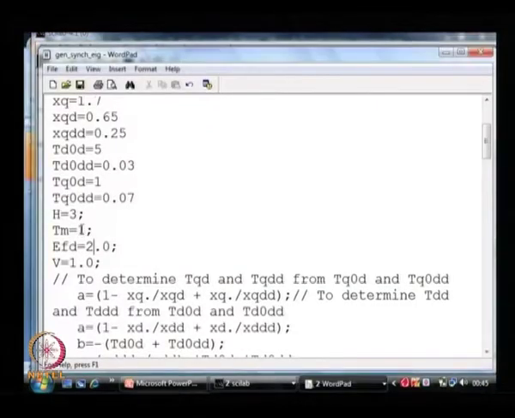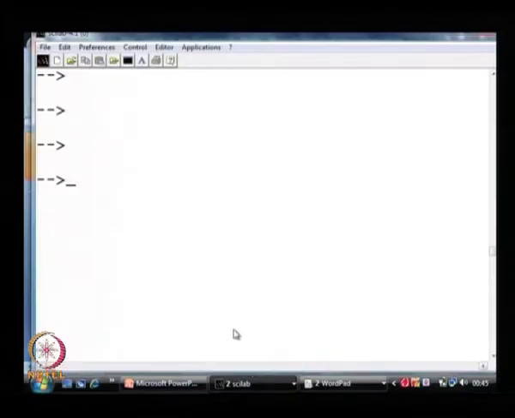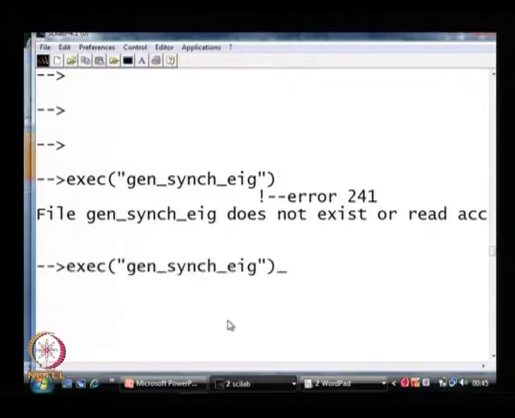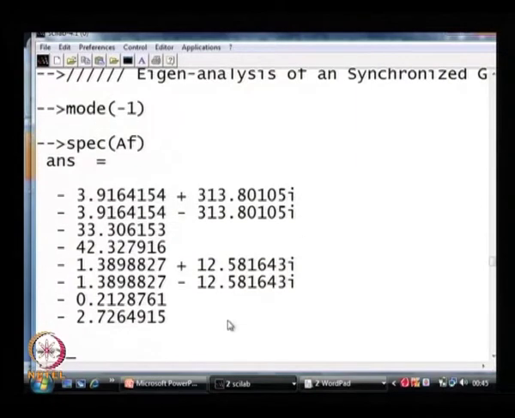We redo the eigen analysis with EFD equal to 2 and Tm equal to 1. So, we save this and redo it. Oops. So, if you take out the eigenvalues, you will find that the most striking thing you will notice is that the frequency of oscillations has increased, the damping has come down, the negative real part magnitude has come down.